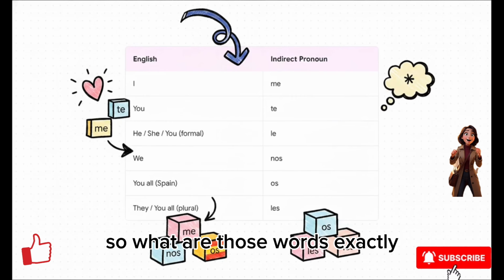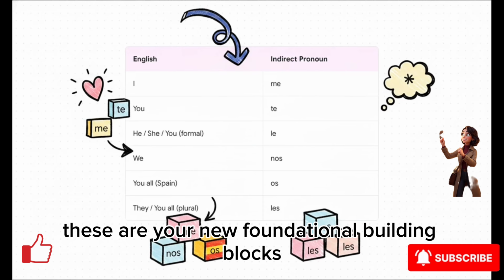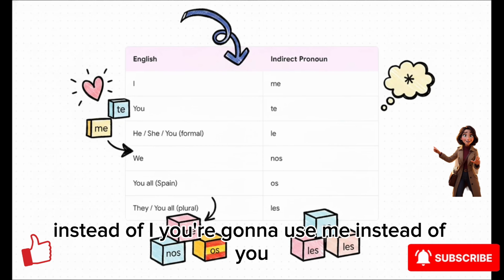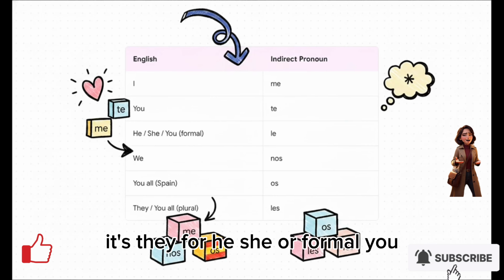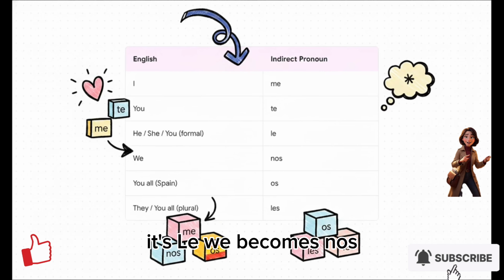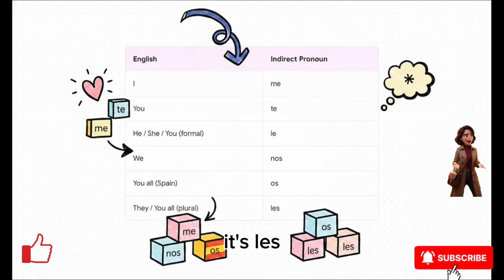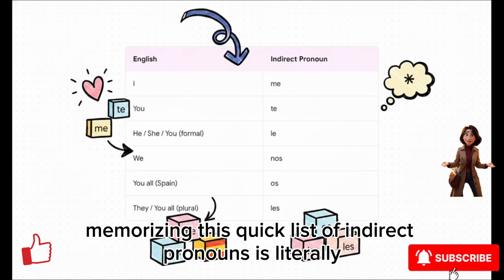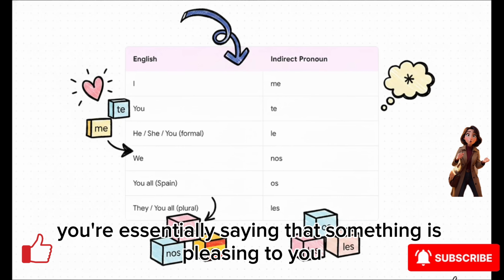So what are those words exactly? Well, gustar requires specific indirect personal pronouns. These are your new foundational building blocks. Instead of "I," you're going to use "me." Instead of "you," it's "te." For "he," "she," or formal "you," it's "le." "We" becomes "nos." "You all," if you're in Spain, is "os." And for "they" or plural "you all," it's "les." Memorizing this quick list of indirect pronouns is literally step 1 to mastering gustar. When you use them, you're essentially saying that something is pleasing to you.